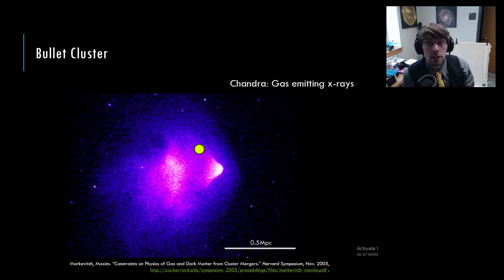We generally interpret this image as showing us where the gas, the dust, is the most dense in this collision process. The high X-ray emitting regions, more dense gas, more material. The low emitting regions, less dense gas, less material.